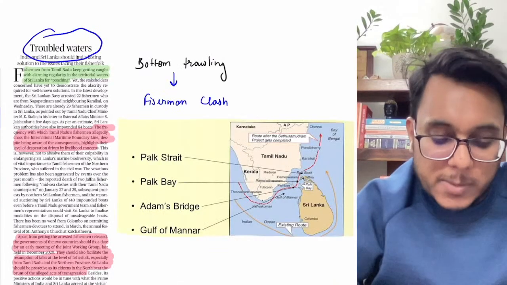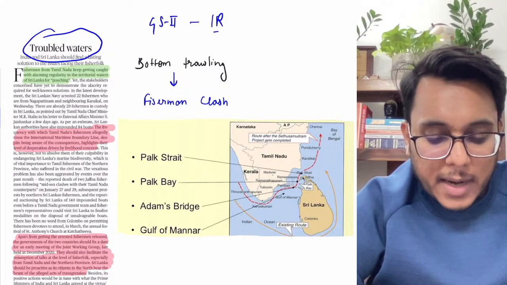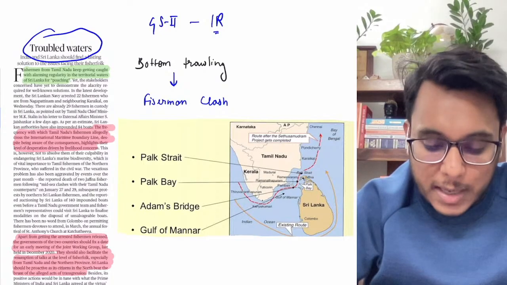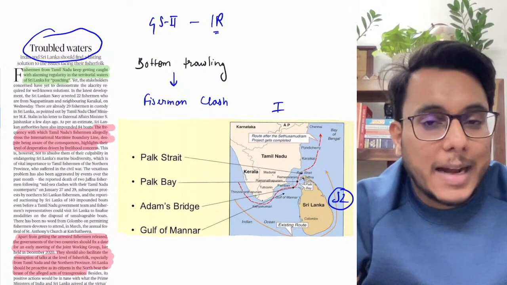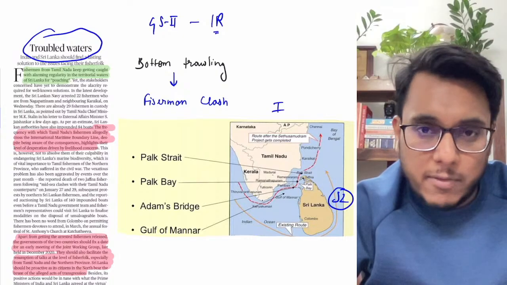Troubled Waters. Now this particular article can be seen under GS Paper 2, international relations, or relations with the neighborhood. Now guys, here we will be talking about India and Sri Lanka. Understand this particular thing: when India and Sri Lanka are concerned, Sri Lanka happens to be a very important partner for India.